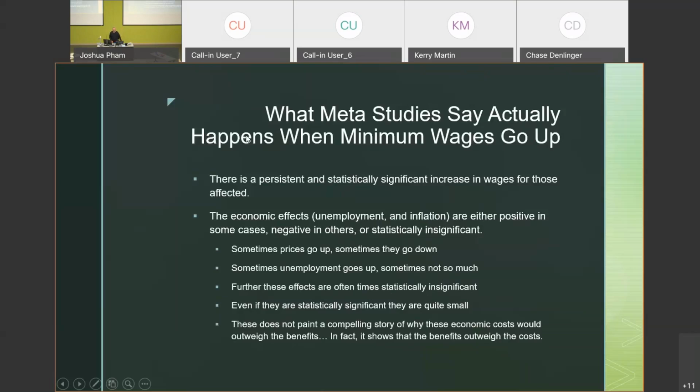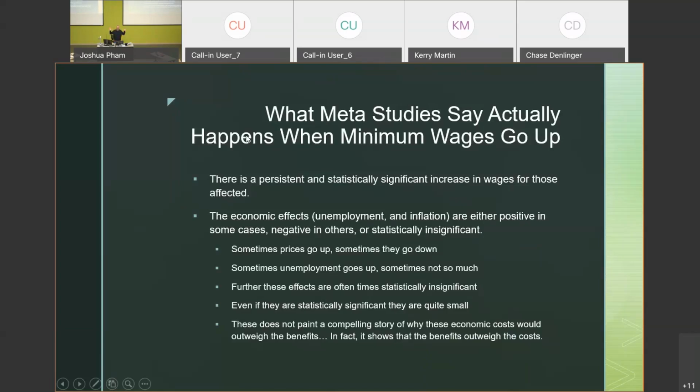Unfortunately, I don't have graphs or bar charts for you to look at. But what are some stylized results that you find when you look at these things? There is a persistent and statistically significant finding that wages go up for those who are affected. So you raise the minimum wage and lo and behold, people make more money. That makes sense, because if you were making $7.25 an hour and now you're making $15, guess what's going to happen to your paycheck? If you're lucky enough to keep your job. Now I know we've got the cost to worry about, the unemployment and the prices. Maybe you pay more for the Big Mac or whatever else, but you do make more money. And that is something that's found on average.